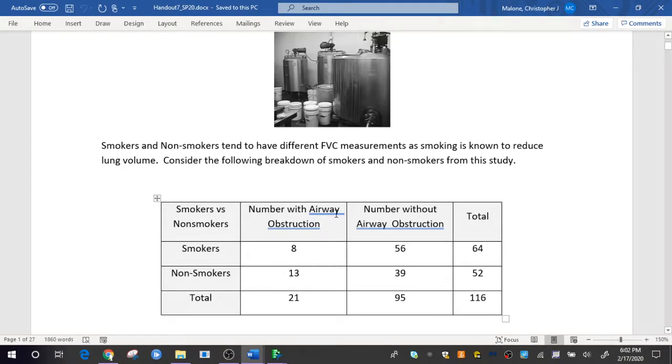So that's one of my categorical variables, whether or not they have an airway obstruction. The other variable that I'm going to be taking into consideration is whether or not they're smokers. So do they smoke or not? So I want to know what the relationship is between their smoking status and whether or not they have an airway obstruction. So both of these variables are categorical in nature. They have categorical levels. You're either a smoker or a non-smoker, and you either have an airway obstruction or not.